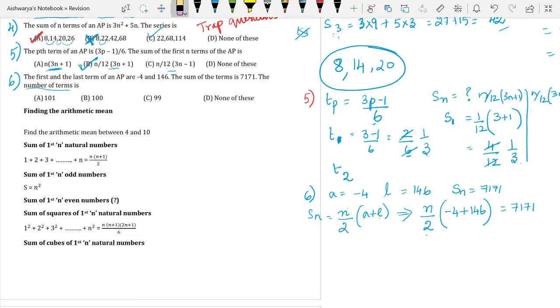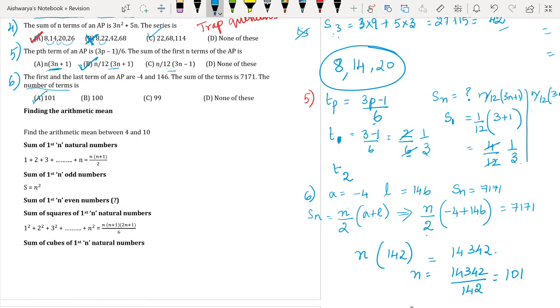n is 101, option A. What you will do is 7171 into 2. Yes, so n into this minus this, which is 142, is equal to 14,342. So the n value is 14,342 divided by 142. When you divide it, you will get your answer, that is the 101st term. So the answer is option A.